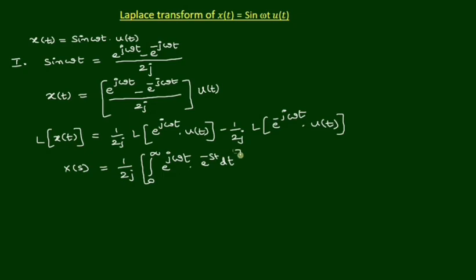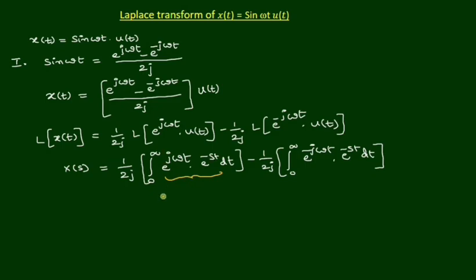So this is the first term, minus 1 by 2j Laplace transform of e power minus j omega t multiplied with u of t, integral 0 to infinity e power minus j omega t into e power minus st dt. Now the first term is having two exponentials, e power j omega t multiplied with e power minus st.